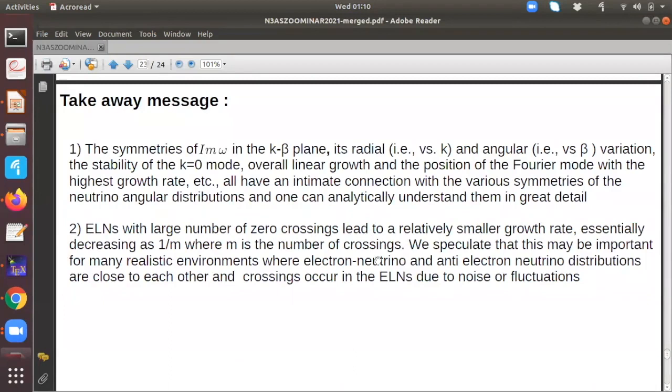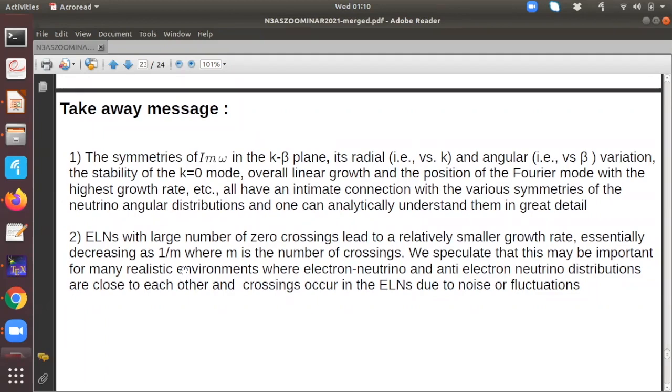And this can be an important result for many realistic scenarios, because typically in a realistic scenario there is turbulence in the system, and the electron neutrino and anti-electron neutrino flavor angular distributions can be very close to each other, and there can be lots of crossings in the system.